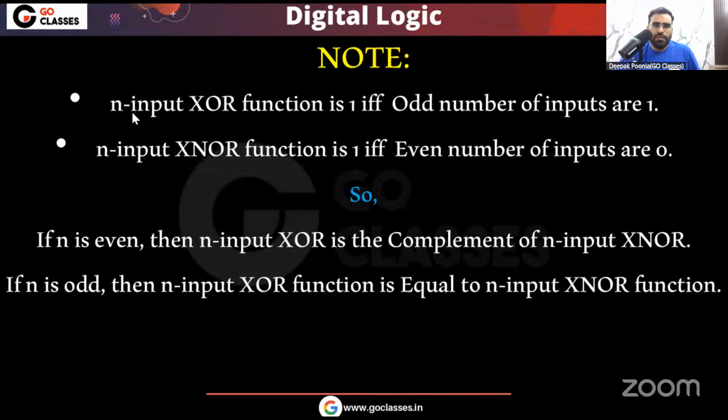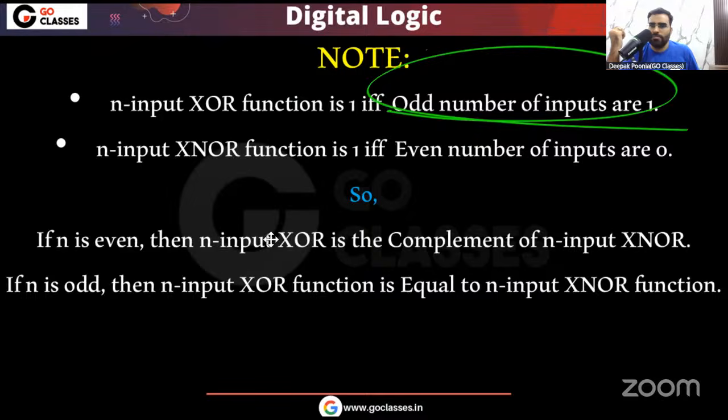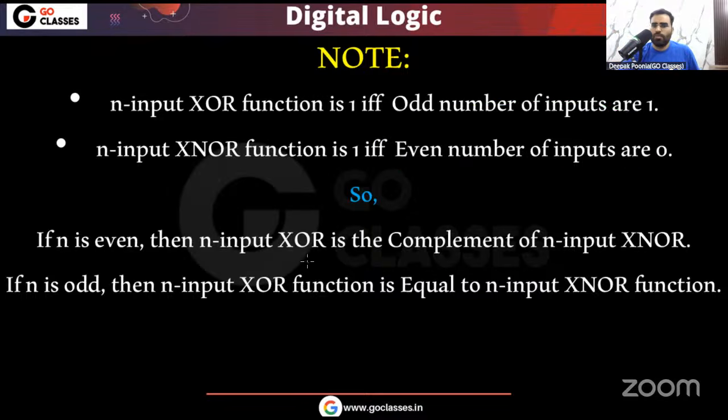So let's see. We already know that an n-input XOR function is 1 if and only if odd number of inputs are 1. And remember, an n-input XNOR function is 1 if and only if even number of inputs are 0. Okay, these are very important results. The proof we have seen in our Go Classes lectures, but here only these results we need to understand and we need to apply these results. Okay, so these are very famous and very important results. So you can see an n-input XOR operation is 1 if and only if odd number of inputs are 1. And an n-input XNOR operation is 1 if and only if even number of inputs are 0.